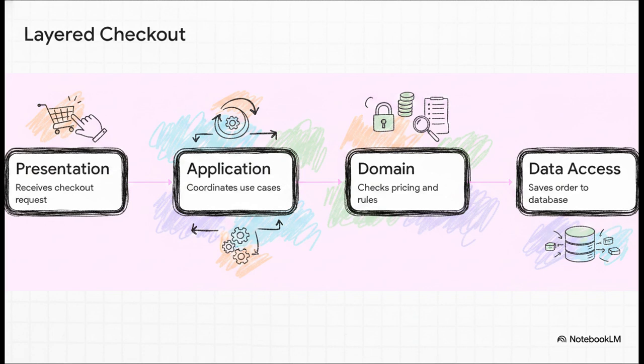Imagine an e-commerce checkout. The presentation layer takes the request, the application layer coordinates the steps, the domain layer checks your actual core business rules, like pricing, and the data access layer finally talks to the database. It is a clear, step-by-step flow. When every single developer knows exactly where a piece of code belongs, maintaining the system becomes incredibly structured and predictable.